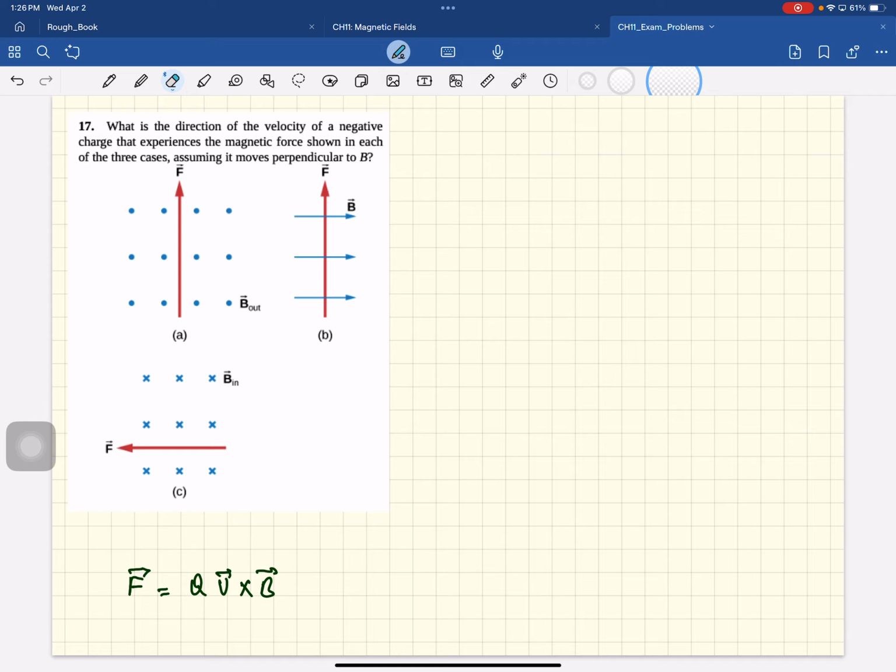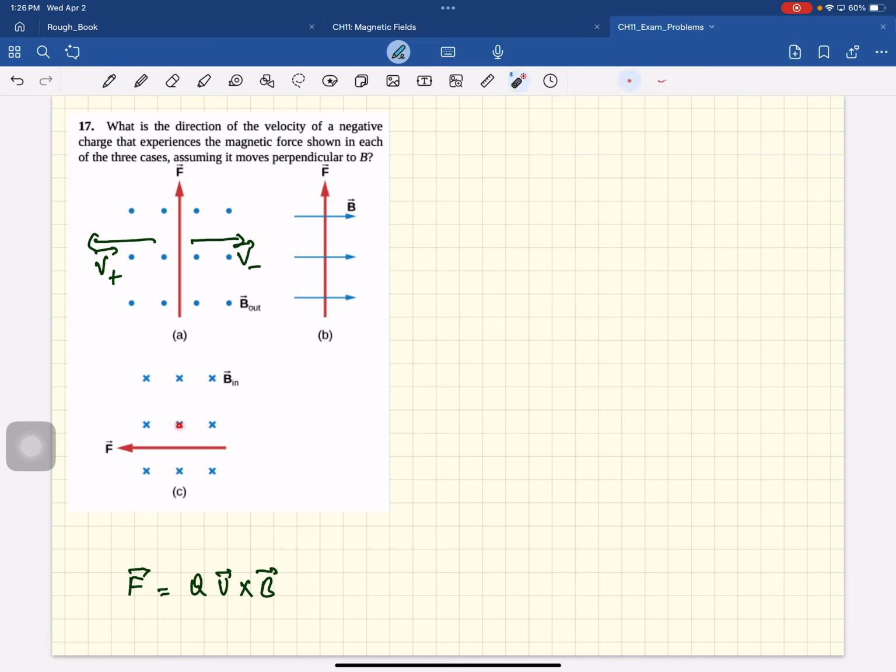Okay, a positive charge moving in this direction, V cross B, will give you a force in that direction. So a negative charge needs to be moving in this direction to give you that same force. Okay? All right, so that's the idea. You have to figure these out. I'll do one more, and then I'll let you figure out the other one.